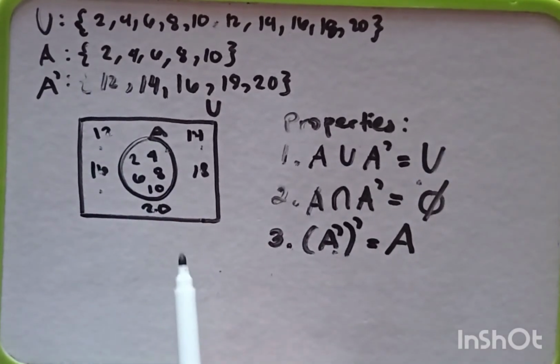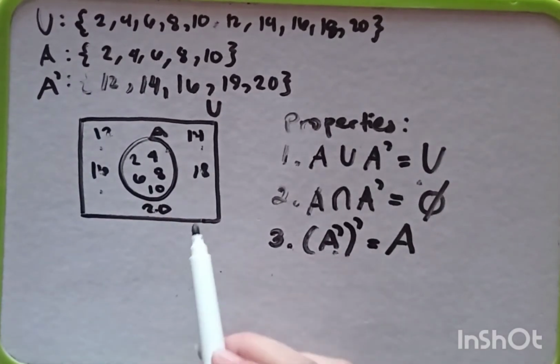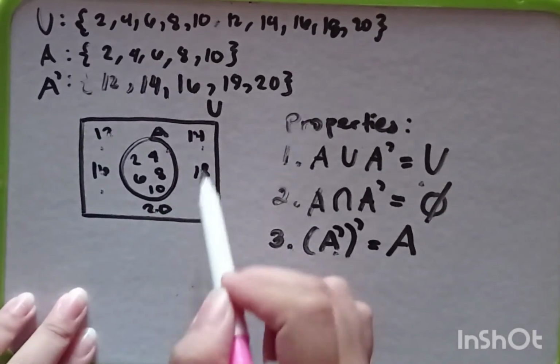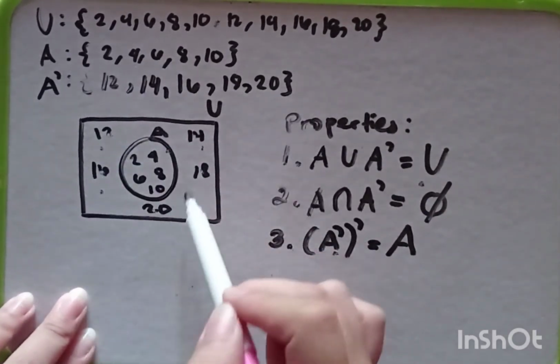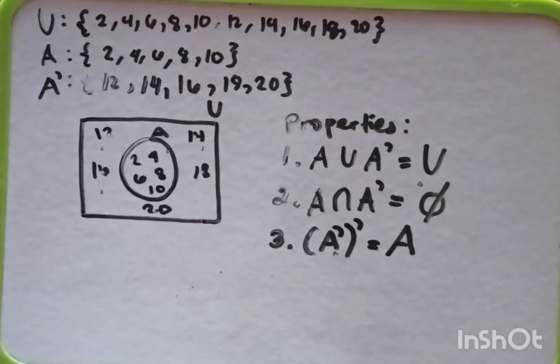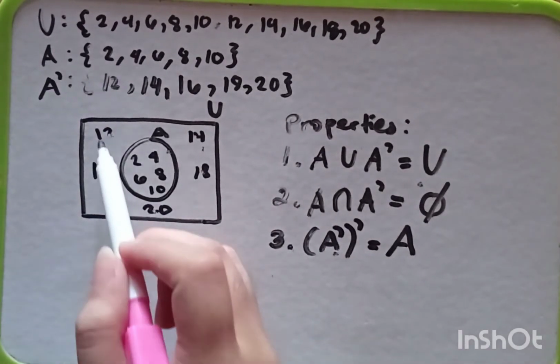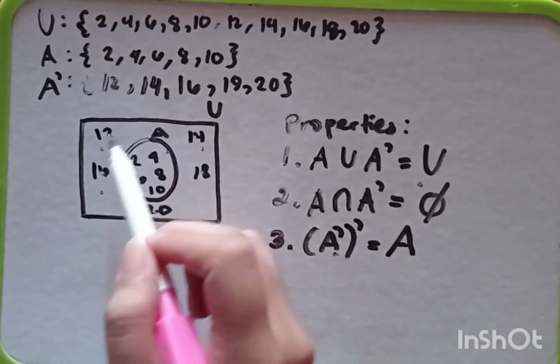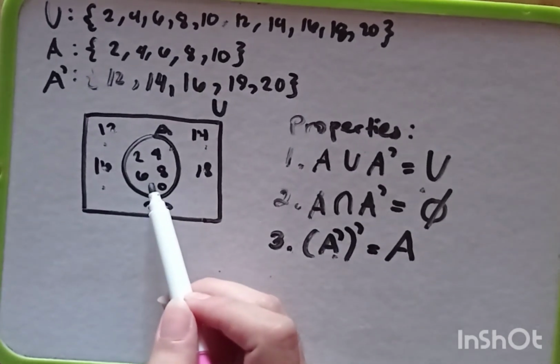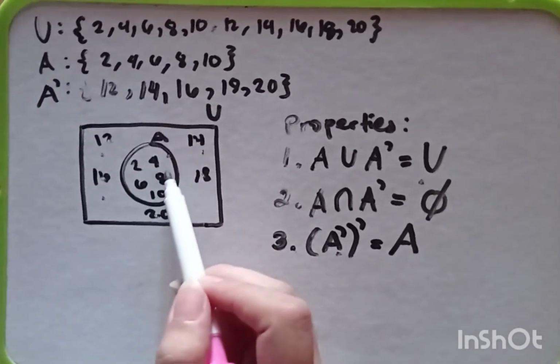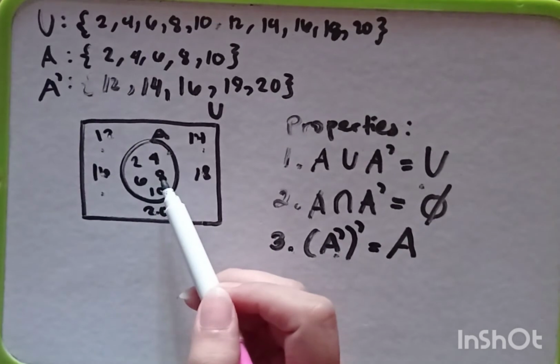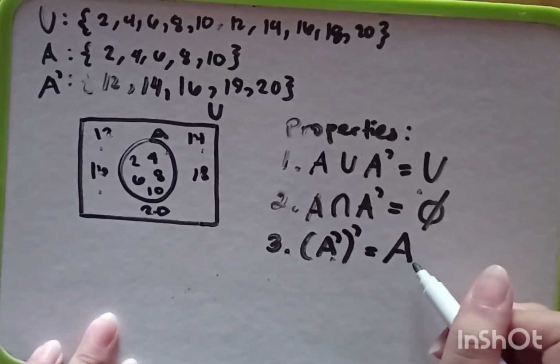So in this example, what is the complement of set A? It's this one, the outer side of the circle. And what are the elements that are not found in the outer side of the circle? They are in the set A, inside of the circle, which is the subset A. So therefore, our answer is A.